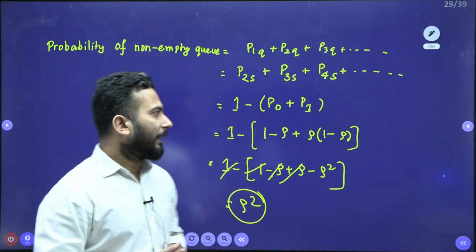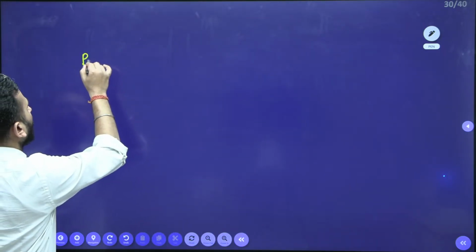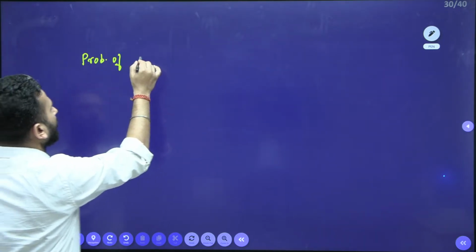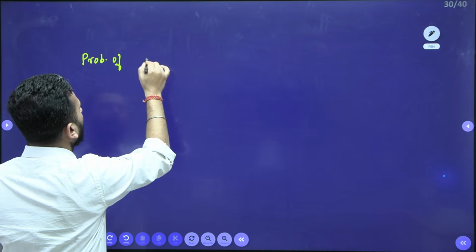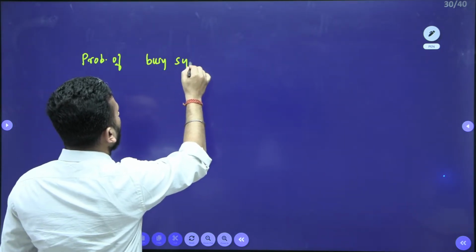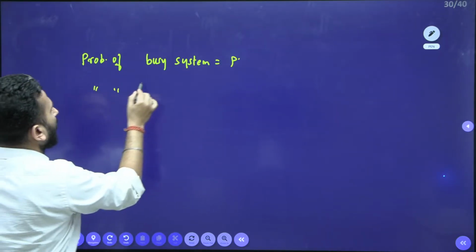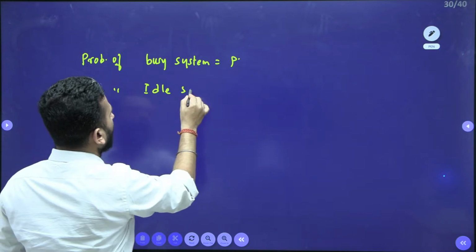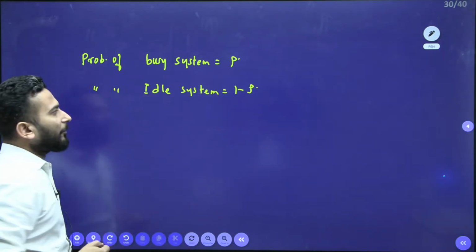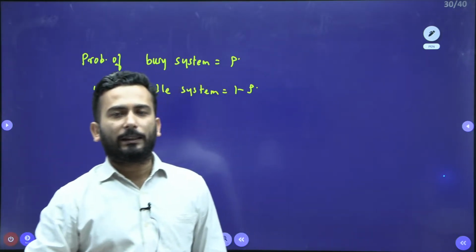So this is one thing. Another, my dear friends, you can always tell that the probability that your system is busy is nothing but your rho. What is the probability for idle system? So you can always say that this is 1 minus rho. So all these things are fine, my dear friends, and based on these concepts only you will be able to guess the answer.